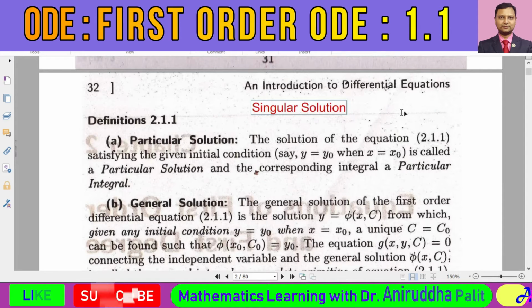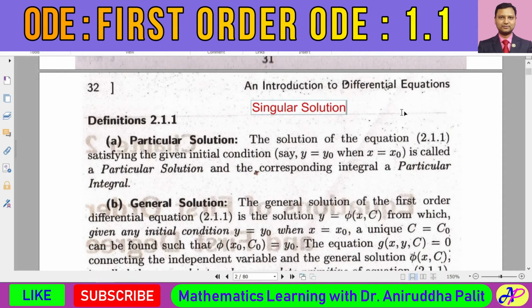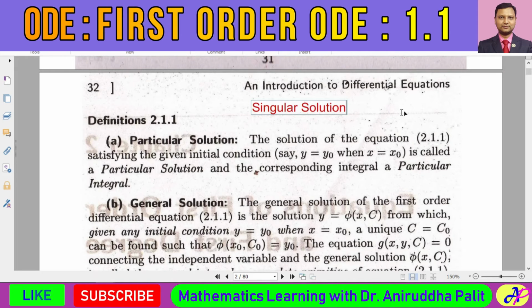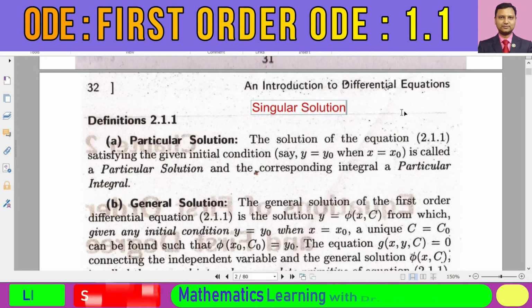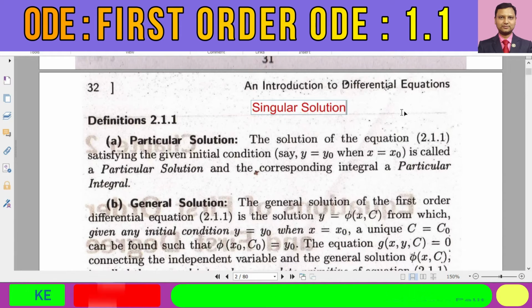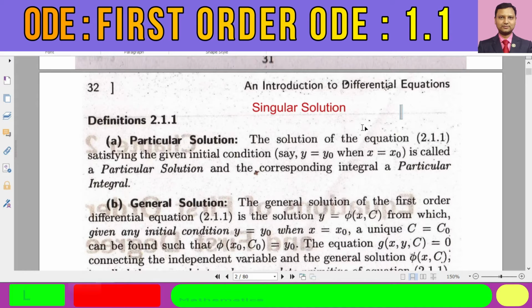There are certain kinds of differential equations which have singular solutions, and later on in the subsequent lectures we shall discuss special kinds of differential equations for which singular solution exists, and in those discussions we shall explain the detailed technique to compute this singular solution. For the time being, I'm just introducing the definition over here, not more than that.